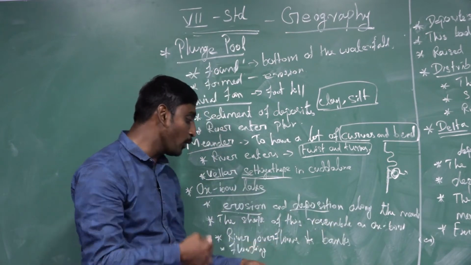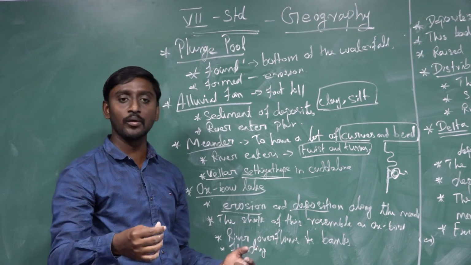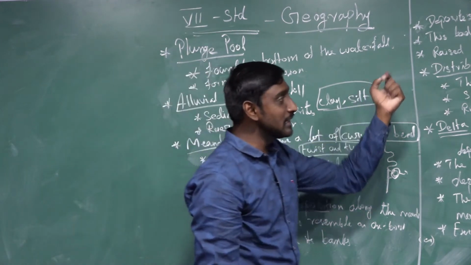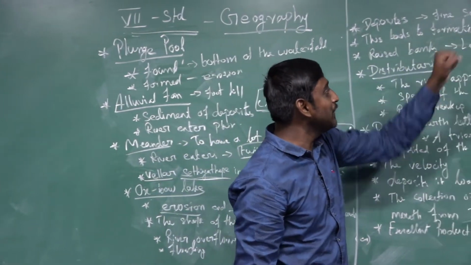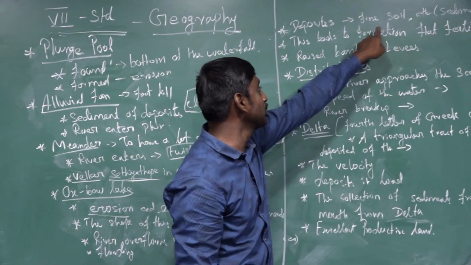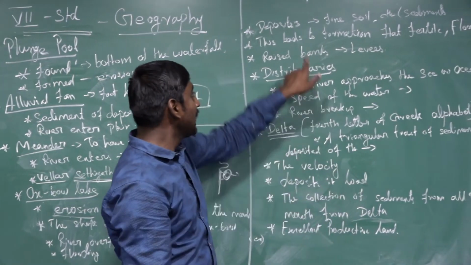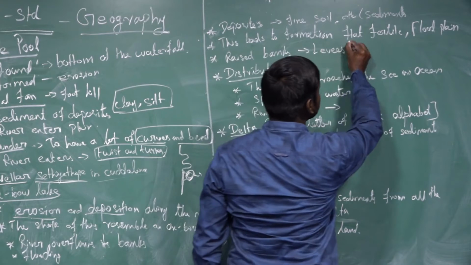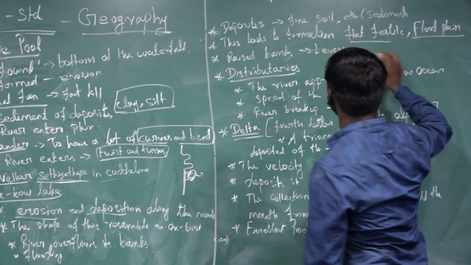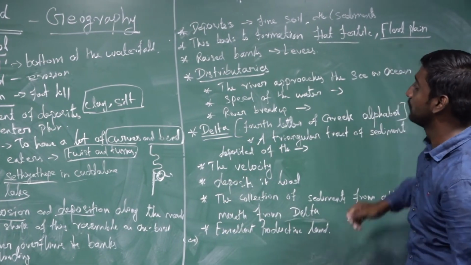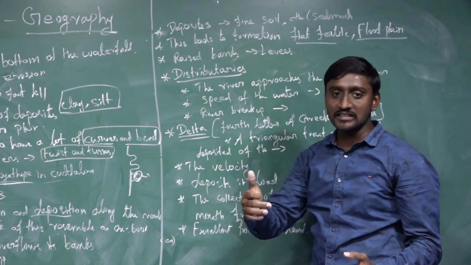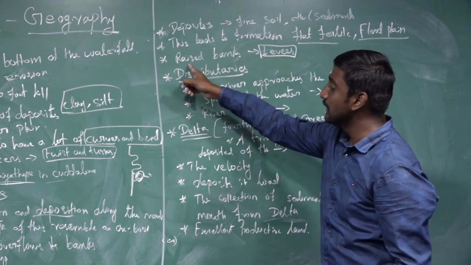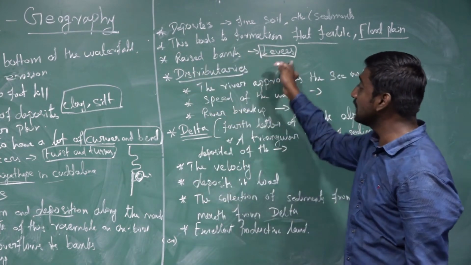Next, the river overflows its banks and floods, and deposits fine soil and sediment. This leads to the formation of the flat, fertile floodplain. And the raised banks are called levees.